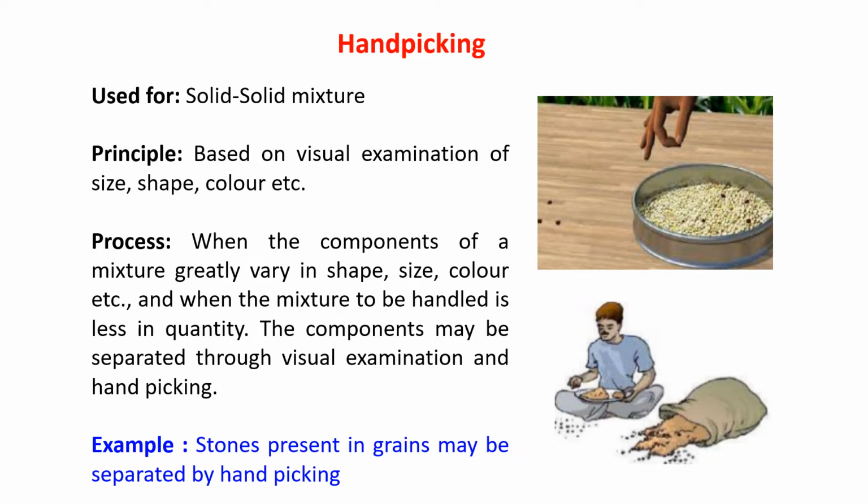Suppose you have to separate stone from grains. There is a very small amount of stones present in the grains and the color is also different, the size is also different. So you can separate those stones by the method of hand picking. The components may be separated through visual examination. You can see that its color is different, the size is different. It is not the grain, it is stone. So you can just pick that stone with your hands and throw it out. This is the method of hand picking.